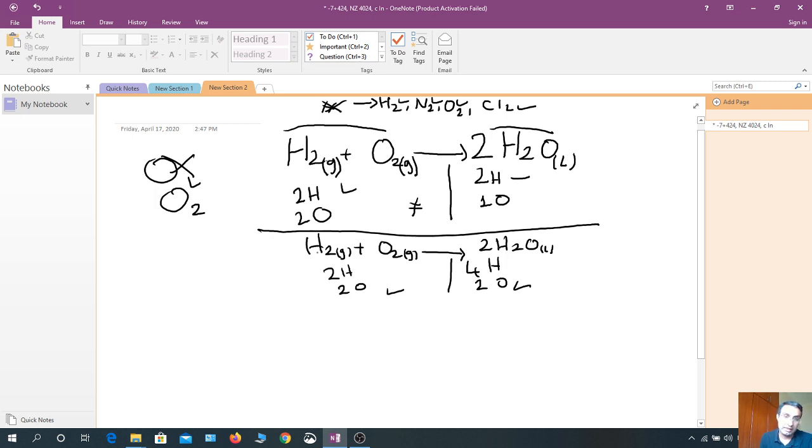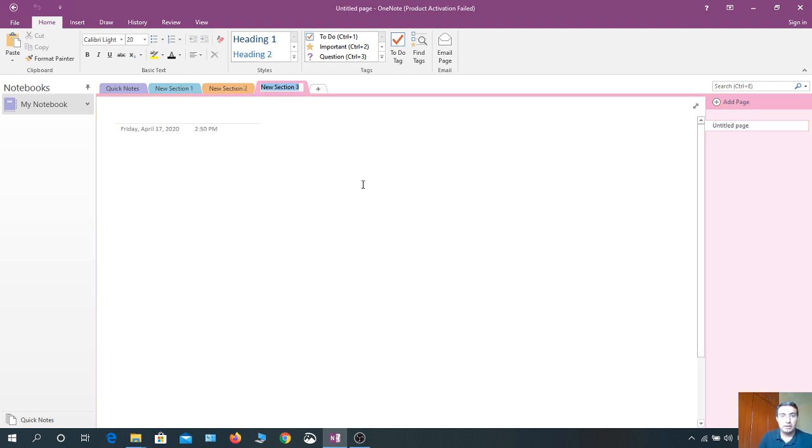Of course, definitely I am going to add the coefficient of 2 here to make it balanced. When I put 2, it will be 4 hydrogens. So now my chemical equation is balanced. Okay, so let me give one more example.